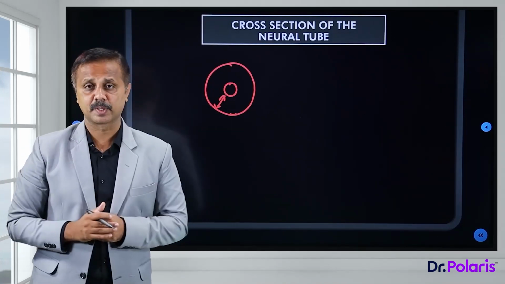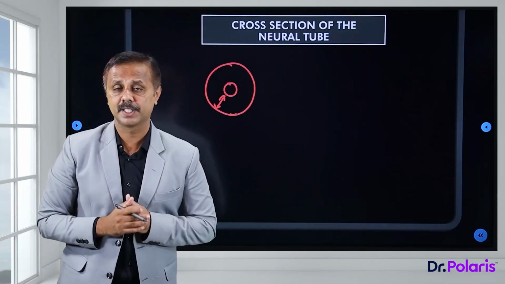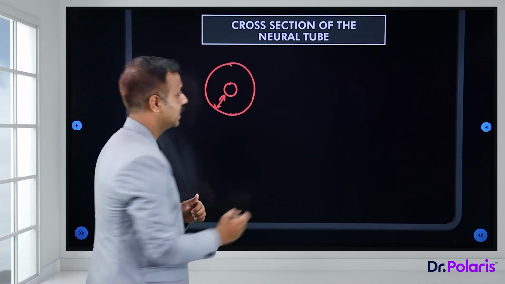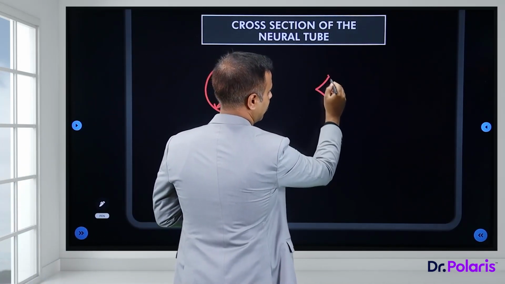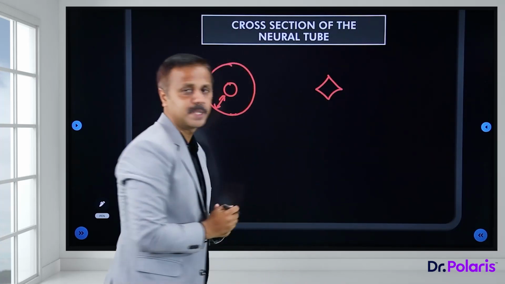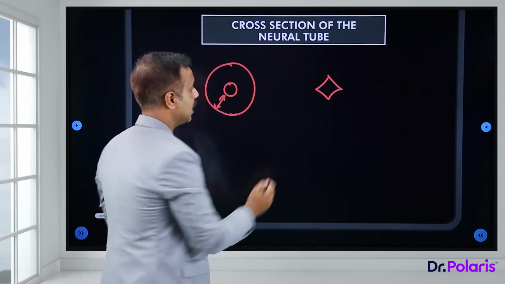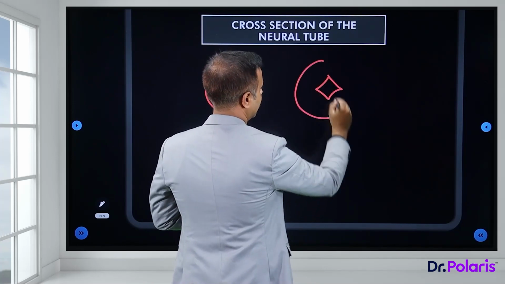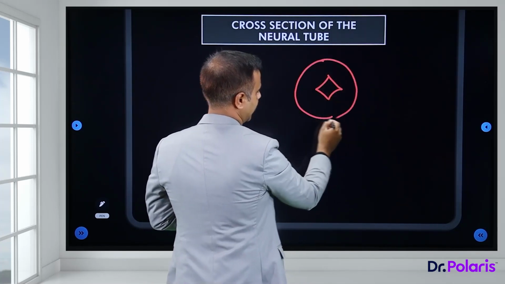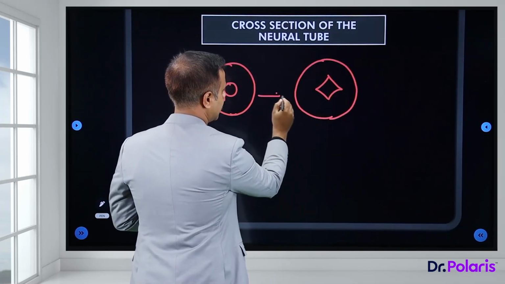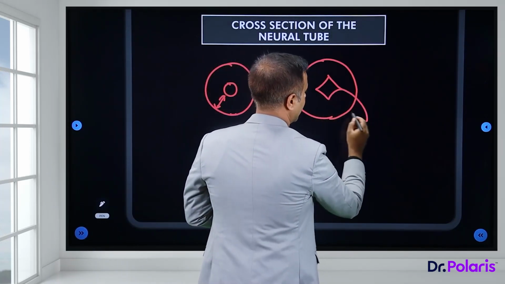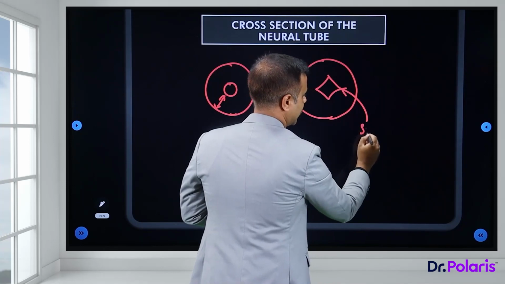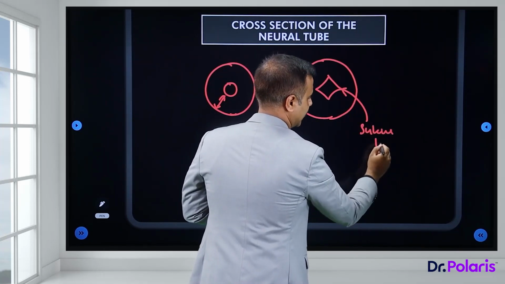As the development progresses, some changes appear within the central canal. Now, what is it? The round-shaped central canal now becomes rhomboid-shaped by the appearance of a groove. We will label the groove. So, this is how the neural tube looks like now. From this stage, it passes to this stage where we have the appearance of a groove, and this groove is referred to as the sulcus limitans.